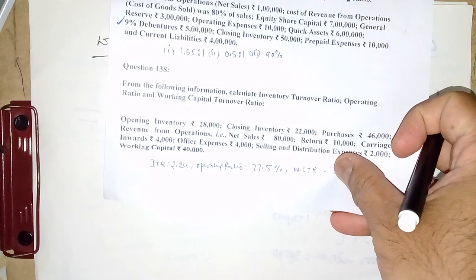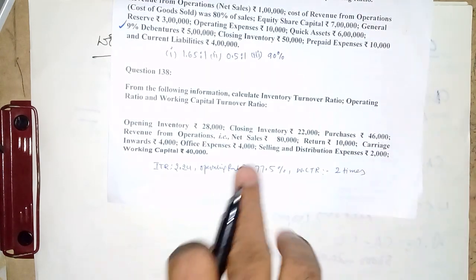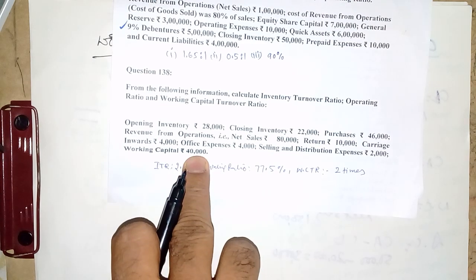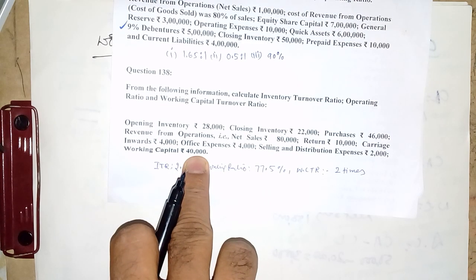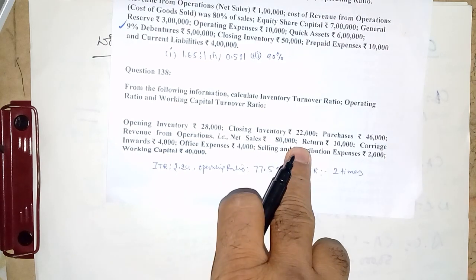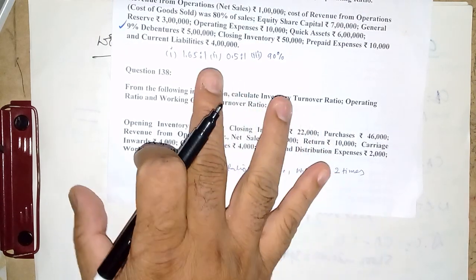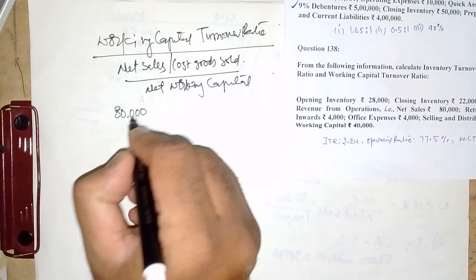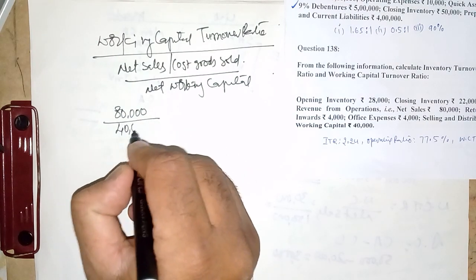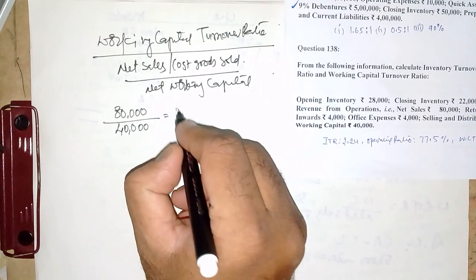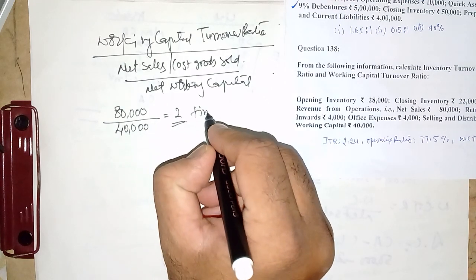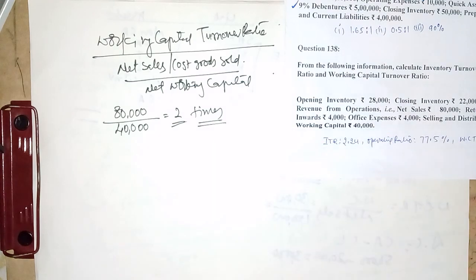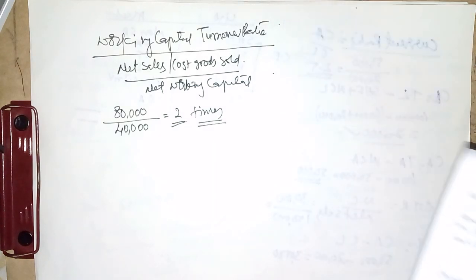So in the previous question, working capital is already given as 40,000, right? And net sales we have been given as 80,000. So apply the formula: 80,000 divided by 40,000 is equal to 2. The ratio will generally be calculated in times. So the answer is 2 times, right? So we'll proceed with the next question.